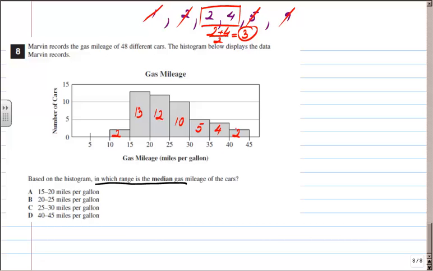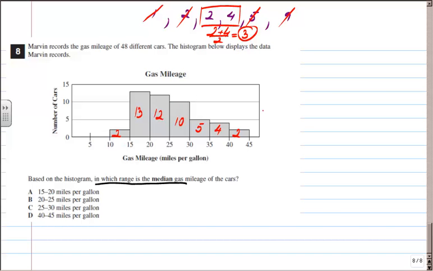You guys may guess that for 40 to 45 miles per gallon, we're talking about some Priuses or whatever hybrid cars, while here at 10 to 15 we may have some Excursions or Hummers or whatever other cars, maybe a tank, I don't know. Okay, so how can we find where the median of this data set is?